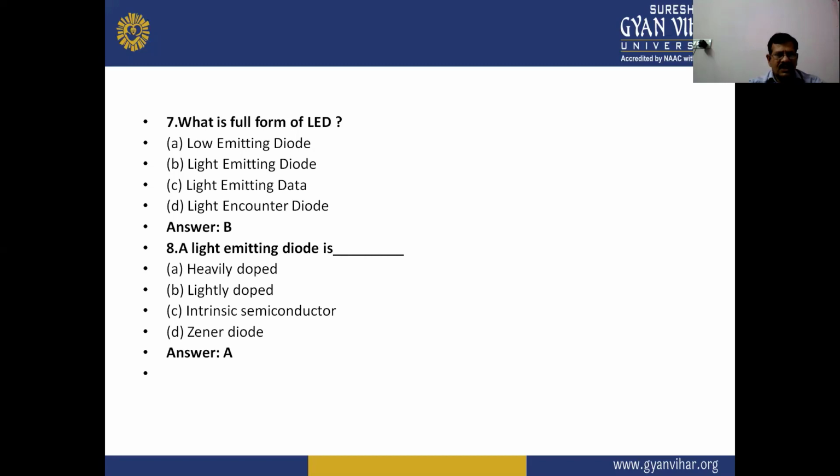Next, question number 8. A light emitting diode is option A, heavily doped. Option B, lightly doped. Option C, intrinsic semiconductors. And option D, Zener diode. So here the correct answer is option A, heavily doped, because of the doping of impurity in the light emitting diode.